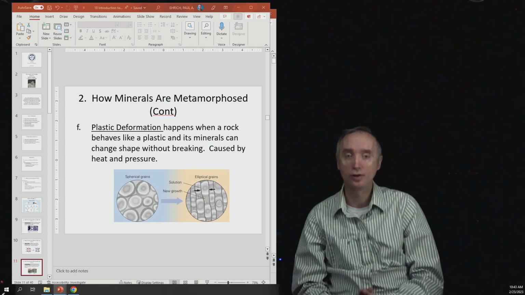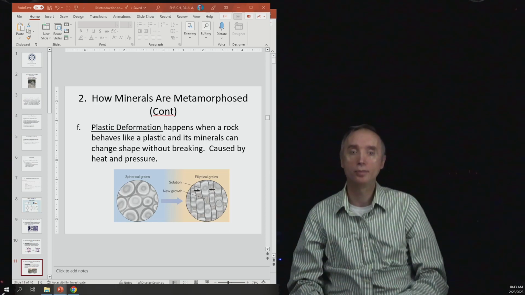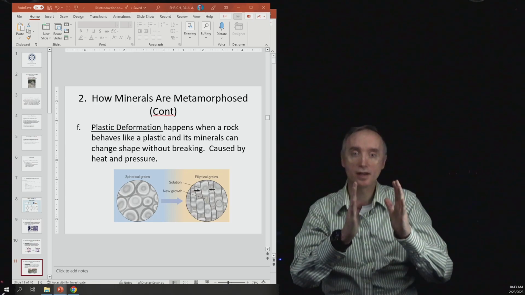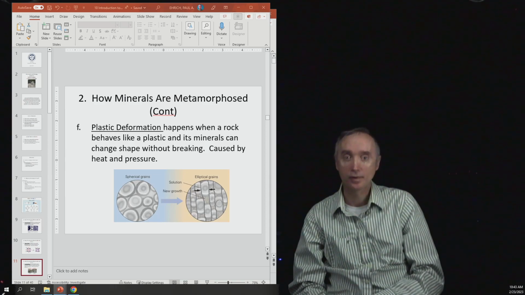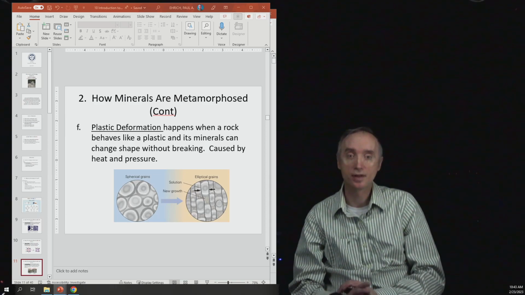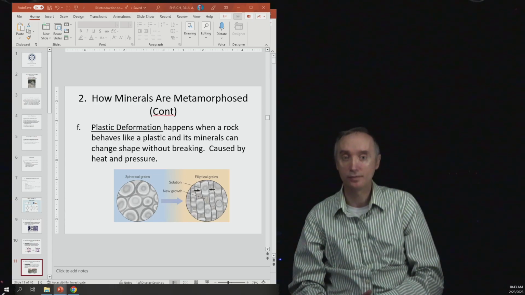If you look at the original picture on the left, you see that those are sand grains, and then we apply heat and pressure to the sand grains, and you can see how they have reoriented themselves. And notice that they did not change chemically, but they did change their shape and size.